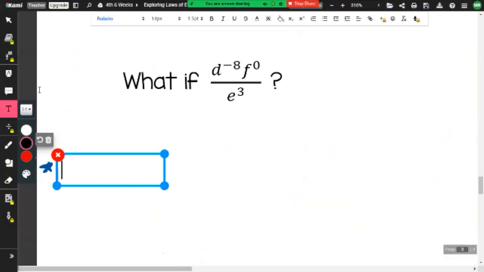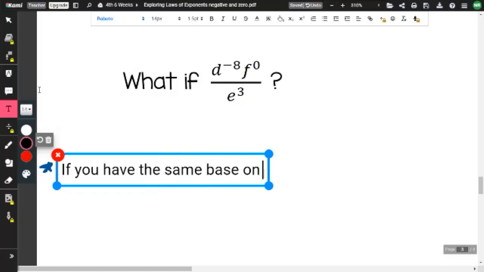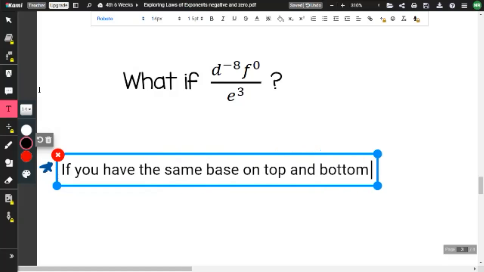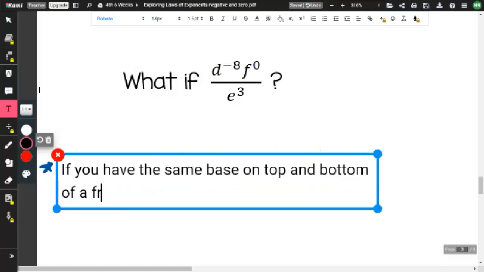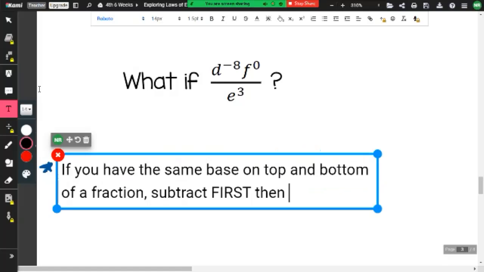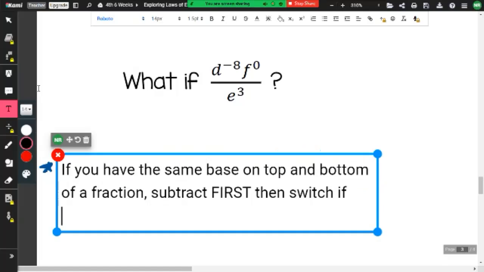And it's going to say, if you have the same base on top and bottom of a fraction, subtract first. You're going to subtract the exponents first, then switch if the exponent is still negative.